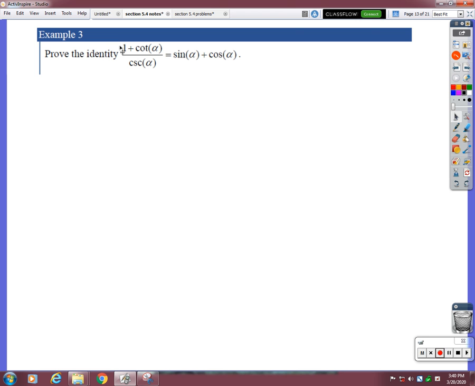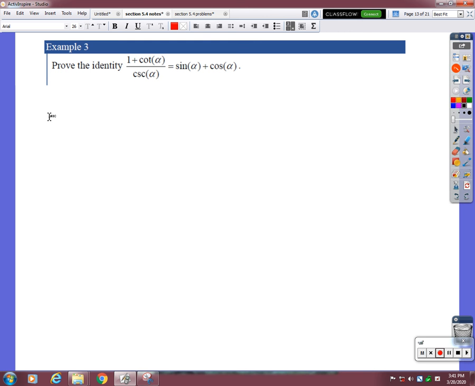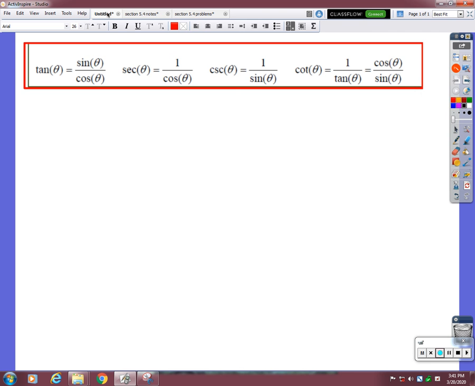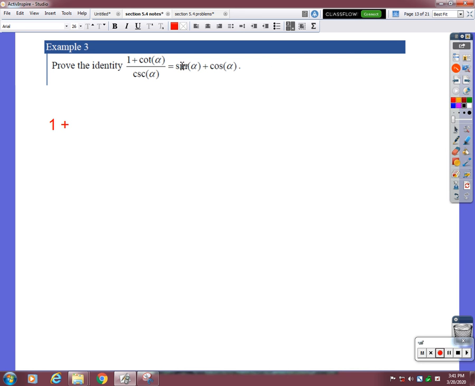Let's show that 1 plus cotangent divided by cosecant is equal to sine plus cosine. Okay, so first step, just like in the other one, is I am going to rewrite these things using our basic identities. So if I go back here and look at cotangent, cotangent is 1 over tangent, but it's also cosine over sine. I'm going to go ahead and write that as cosine over sine because for my final answer, I'm trying to get cosine and sine.